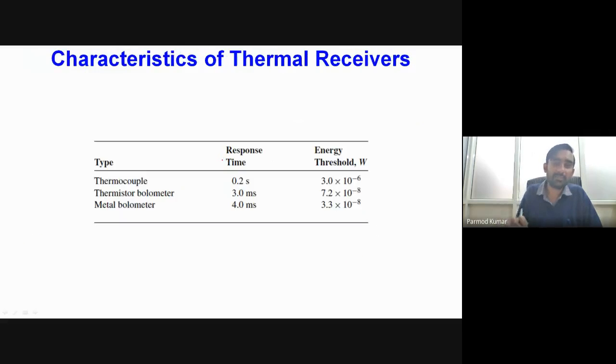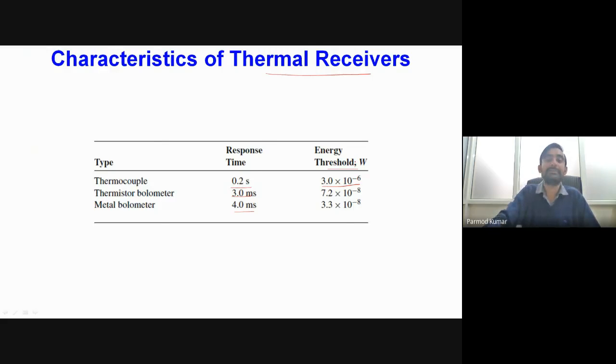So these are the characteristics of some thermal receivers. Generally the response time of a thermocouple is of the order of 0.2 second, whereas a thermistor has 3 milliseconds and a metal bolometer has 4 milliseconds. And this is the corresponding energy threshold. The energy threshold means the amount of radiative heat flux required to change the output of this particular device by unit value.